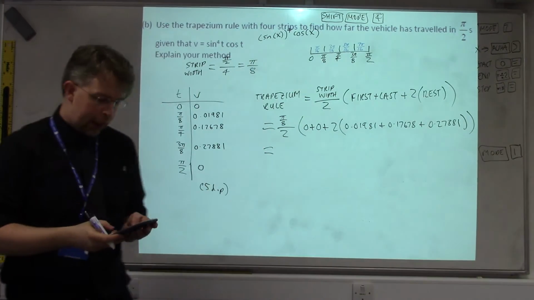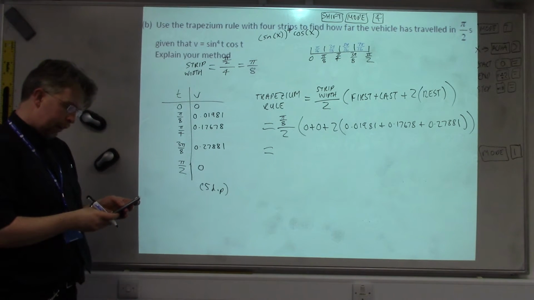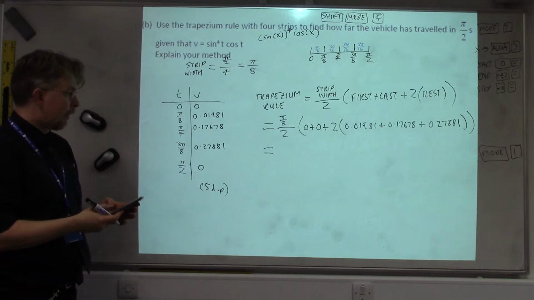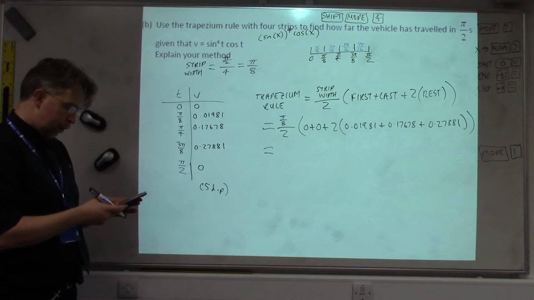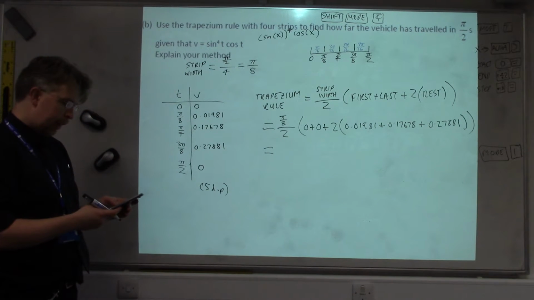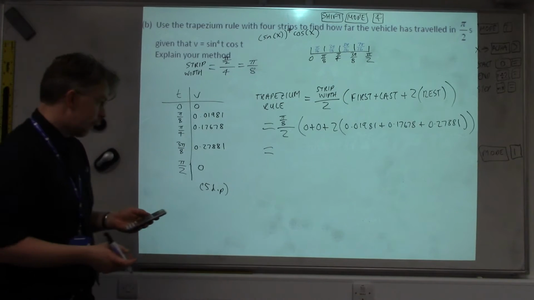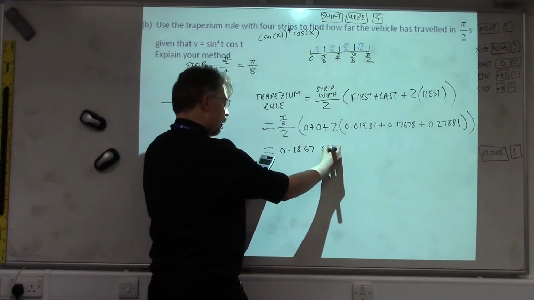Sticking values in, fraction button, pi over 8, over 2, open bracket, 0 plus 0 plus 2 times, open bracket, 0.01981 plus 0.17678 plus 0.27881. Close bracket, equals. To 4 decimal places, that's 0.1867.